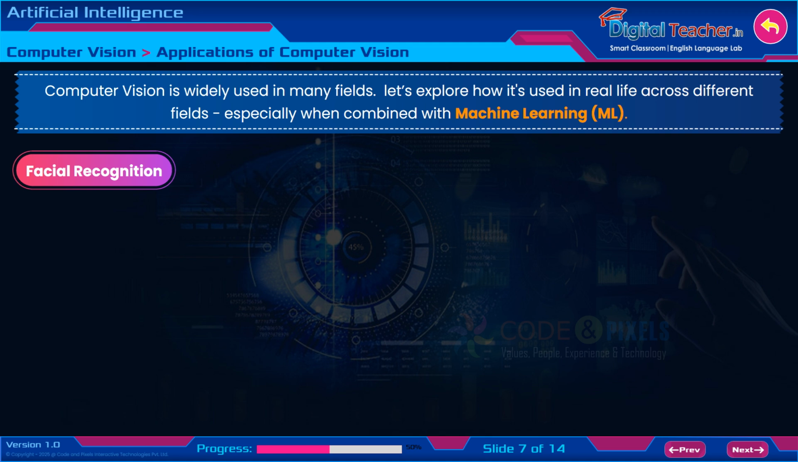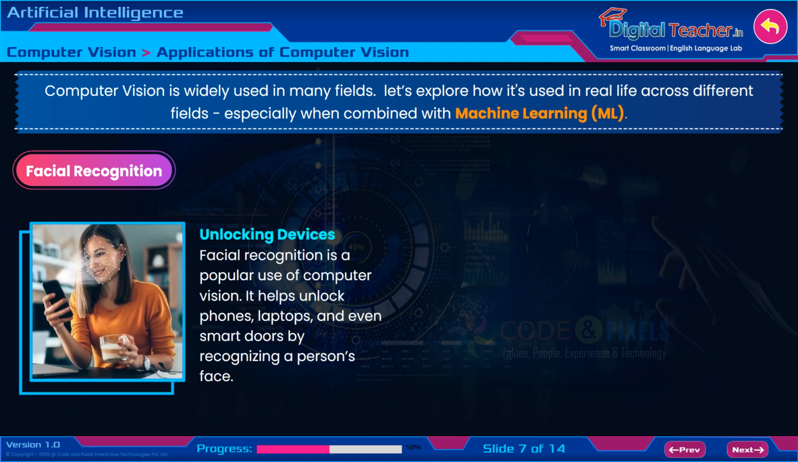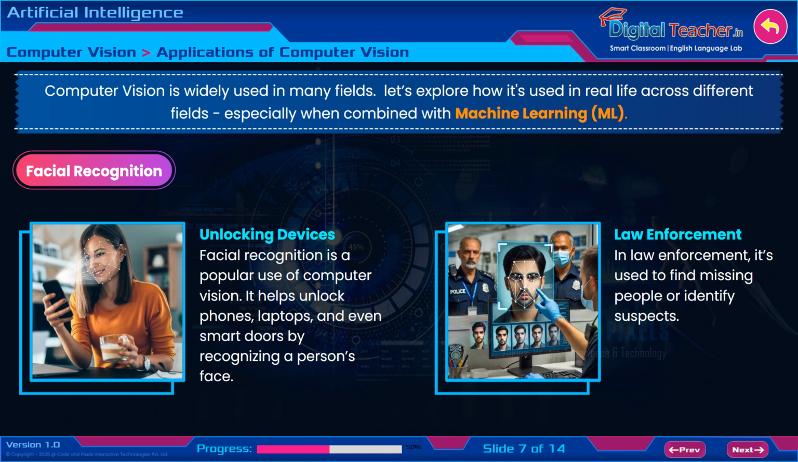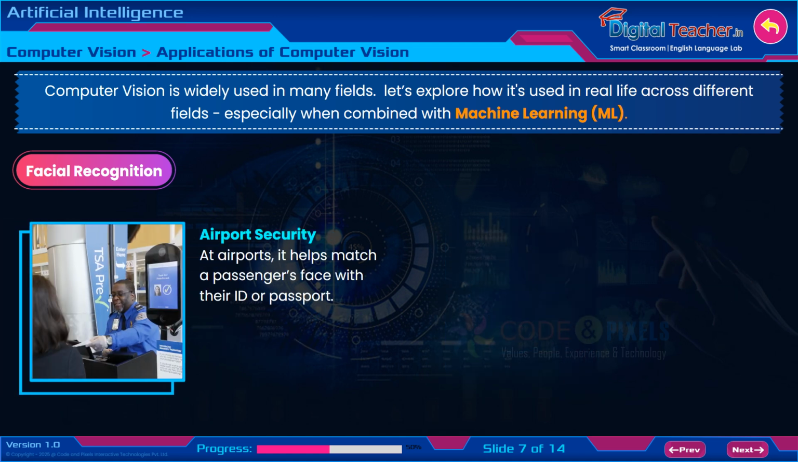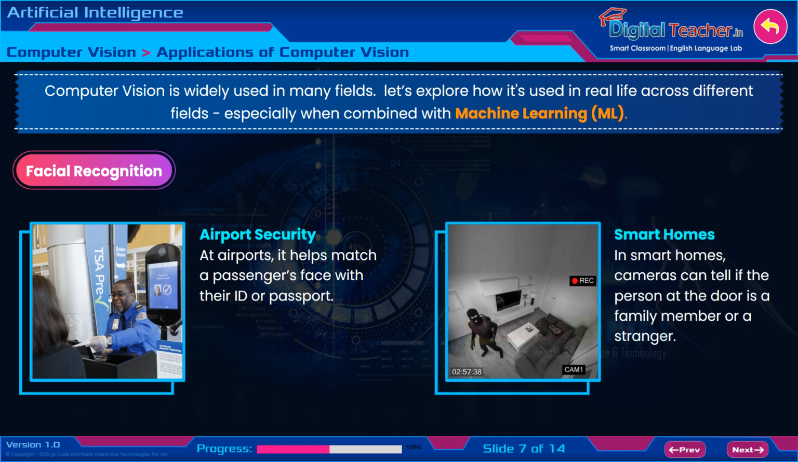Facial recognition. Facial recognition is a popular use of computer vision. It helps unlock phones, laptops, and even smart doors by recognizing a person's face. In law enforcement, it's used to find missing people or identify suspects. At airports, it helps match a passenger's face with their ID or passport. In smart homes, cameras can tell if the person at the door is a family member or a stranger.